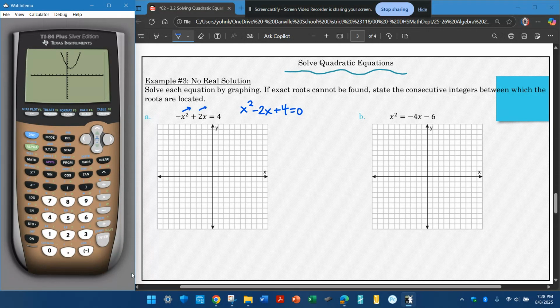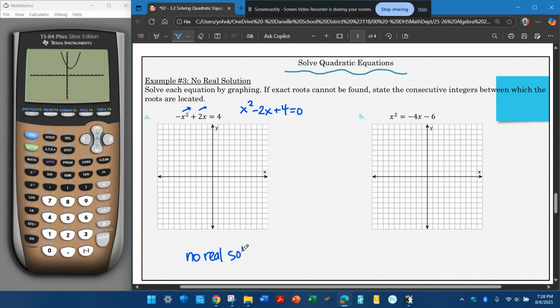And oh, look at that. It opens upward, but it never crosses the x-axis. That means there is no real solution. Now, you might be thinking, what's this whole real thing here? Well, in the latter half of the chapter, you are going to learn about imaginary solutions. And so for right now, no real solution.